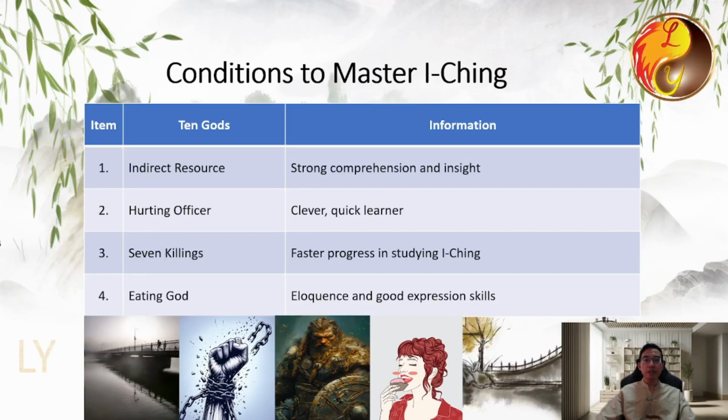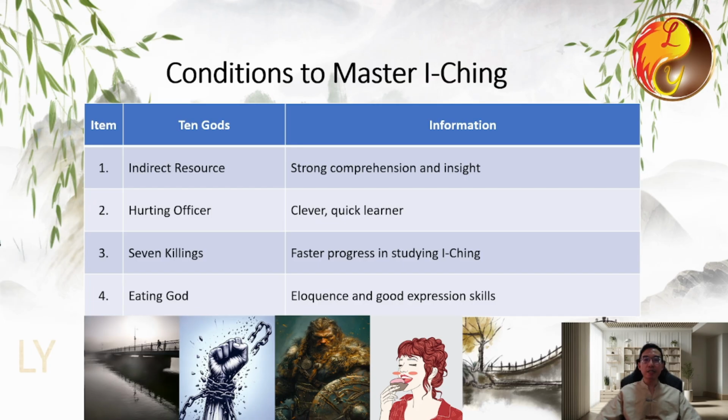Whether or not a chart contains indirect resource makes a difference. Indirect resource represents strong comprehension and the ability to draw inferences from one example to another. If someone does not have indirect resource, their understanding tends to be weaker. There is also a saying, no one is more intelligent than the hurting officer, and no one is more quick-witted than the 7 killings. This cleverness and quick wit also indicate the capacity to learn I Ching well.